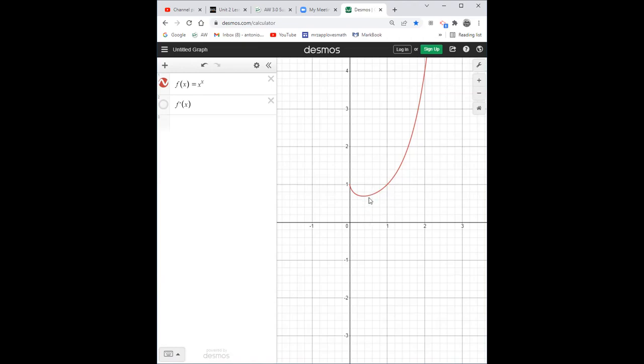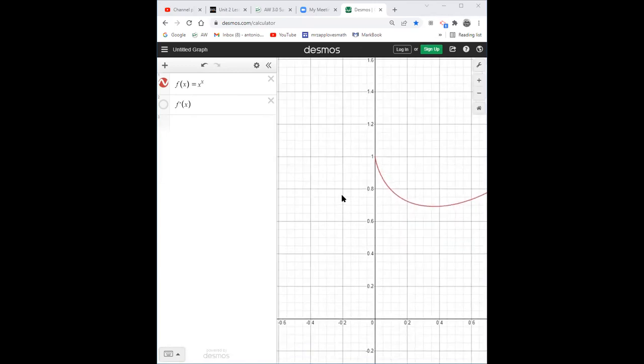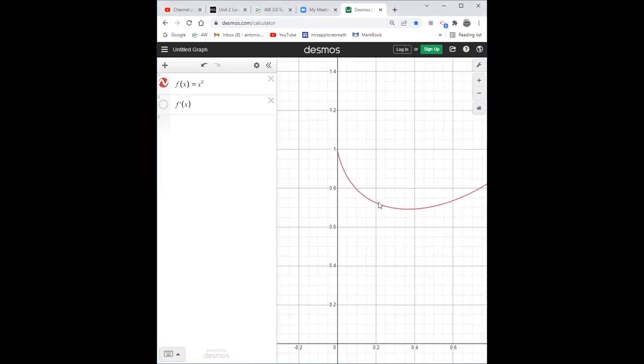Then what's happening to the slopes of the tangents as I move to the right? Who can tell me what's going on with those tangents? Yeah, getting bigger and bigger. And what's happening as we go to the left? Well, they're becoming negative. But let's take a look. Clearly, as I move to the left, the slopes are becoming negative and they're becoming steeper.